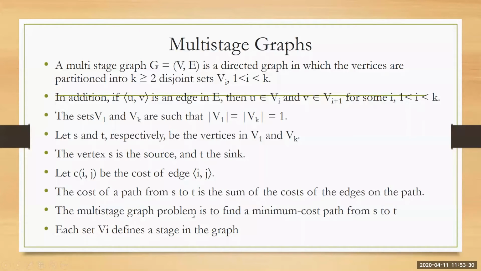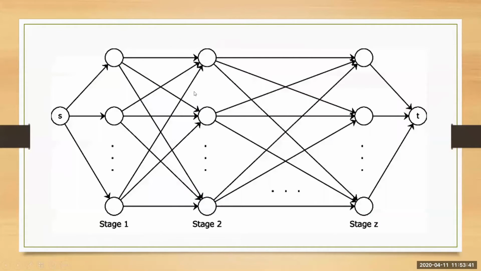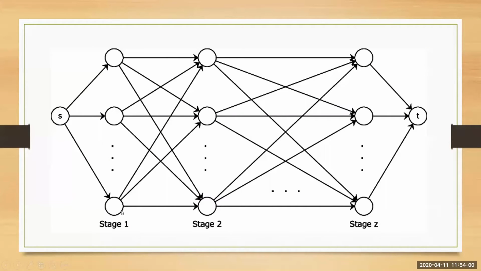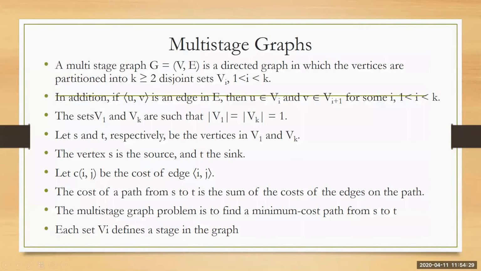The multi-stage graph problem is to find the minimum cost path from S to T. This is the main point. What is the multi-stage graph problem? It is to find the minimum cost path. Out of all these paths, which is the minimum cost path starting from source till destination? That you have to identify in this problem. Each set Vi defines a stage in the graph. So each stage is nothing but a set Vi. This is Vi, this is Vi plus 1, and likewise it continues.